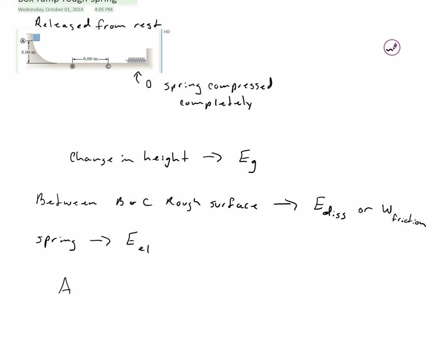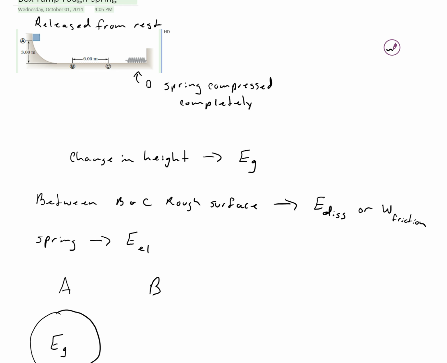For part A, just create a circle, and if the object is at rest initially at the top, it's not going to have any kinetic energy, it hasn't traveled across the surface yet, and it hasn't touched the spring yet. So all of the energy has to be stored gravitationally.